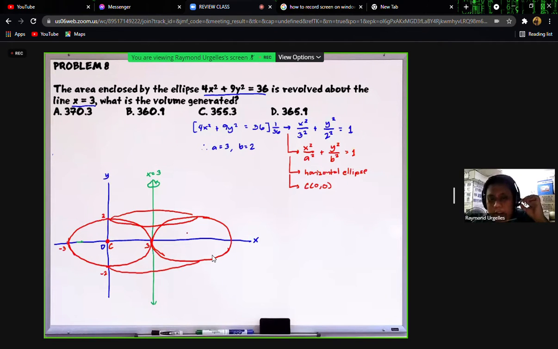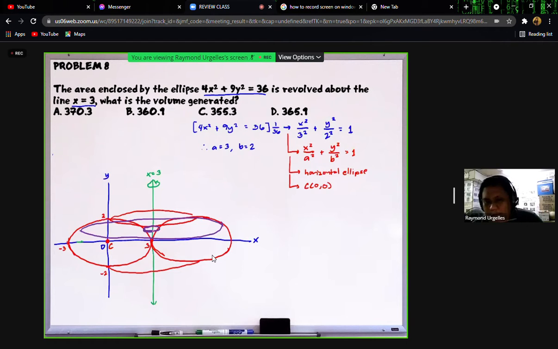Again, here we will take the cross-section. Remember, I told you yesterday that the cross-section for the disk method is perpendicular to the axis. It's the same with the washer method. So this is what we will consider: the cross-section is horizontal, because our axis of revolution is vertical.